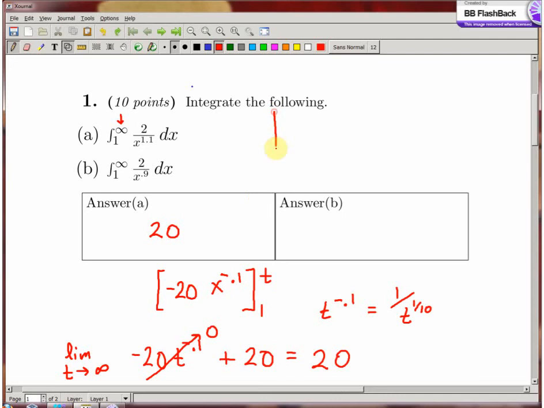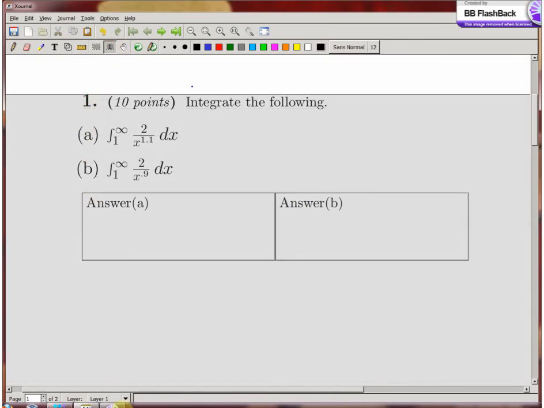I can't even draw close to well enough to make this look anything different than the way 1 over x usually looks, like this. So we go from 1, and the infinity means that we go all the way out, and it turns out this area underneath the curve is 20 units. Super fantastic. So let me push this down, and we'll do the second one.